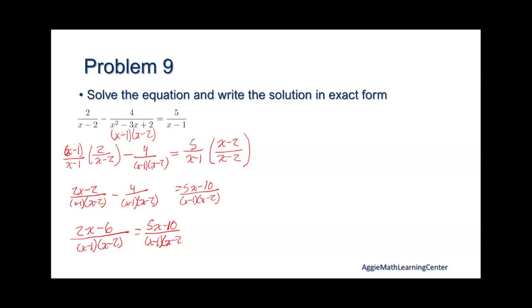Do we need to continue carrying around our denominator? Or can we multiply by our denominator and get rid of it on both sides? Yes. We can multiply by our denominator, mostly because I don't want to continue writing it. Those are going to each divide to 1. And we get 2x minus 6 is going to equal 5x minus 10. What do we do next? We can do minus 2x plus 10 on the other side.